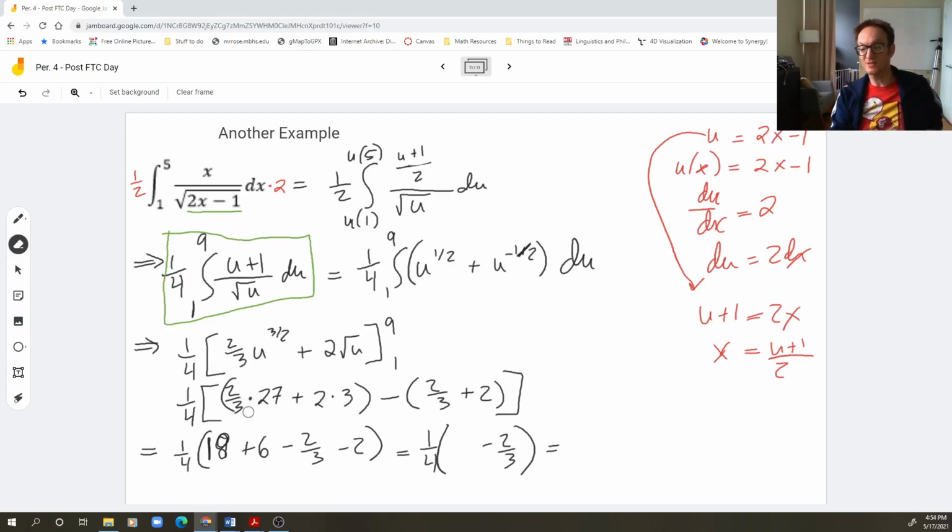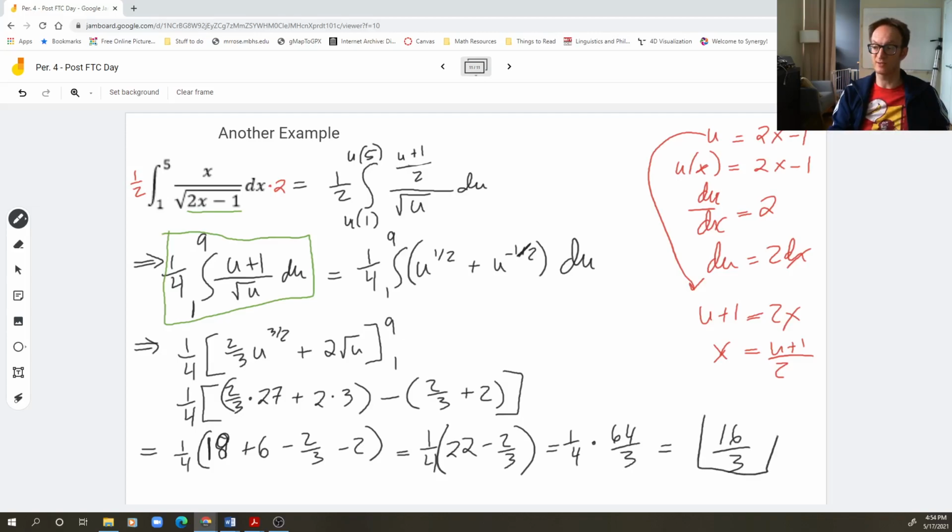27 times 2/3 is certainly 18 plus 6 minus 2/3 minus 2. Okay, so hopefully I fixed all those mistakes. So first that's 22 minus 2/3. And what is that? 66 minus 2, so that's 1/4 times 64/3. So that's 16/3, and that is in fact the right answer.